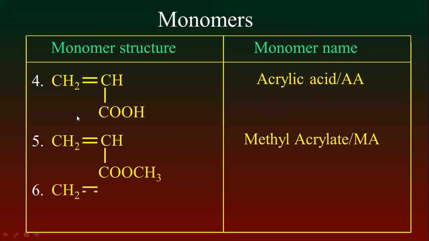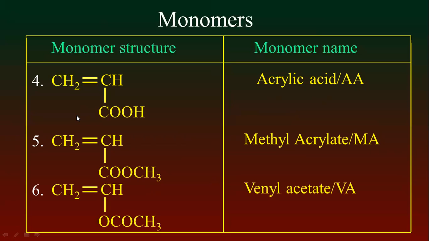The next one here, the name of this compound is phenyl acetate, because here in acetic acid the hydrogen is replaced by a phenyl group. That's why the name of this compound is phenyl acetate.